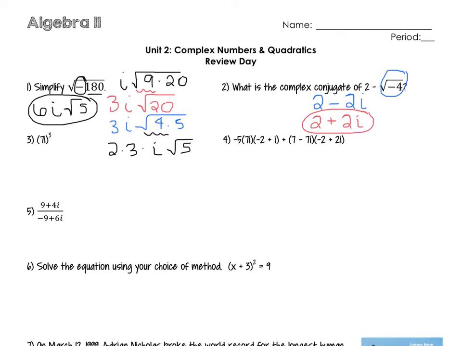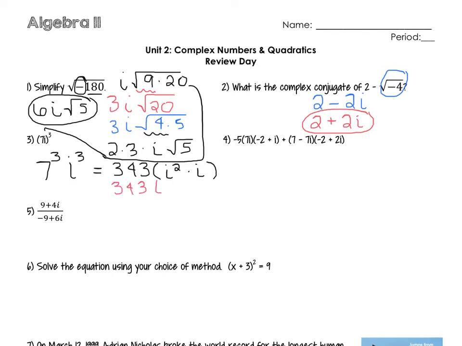Now, looking at number 3, we have 7i to the third power. This is really saying 7 to the third power times i to the third power. So 7 to the third power is 343. Let me space this up, that way you can see that this goes with this problem. i to the third, one way of looking at this is i squared times i. Well, an important fact to recognize is i squared is equal to negative 1. So we really have this expression here of 343 times negative 1 times i, leaving me with the answer of negative 343i.